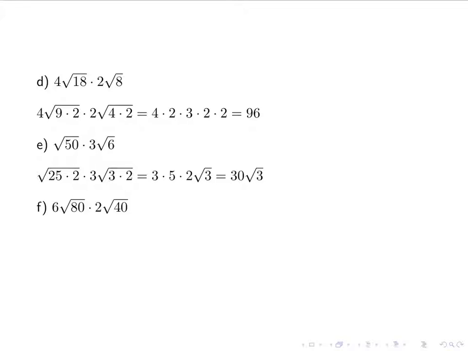And then for our last one, we have 6 root 80 times 2 root 40. I have 80 and 40. Their greatest common factor is 40. So I'm going to rewrite 80 as 40 times 2. And then I have the 6 and the 2 outside the square root. The square root of 40 times the square root of 40 is 40. And then inside the square root, I still have just the 2. Simplify that, and I have 480 times the square root of 2.